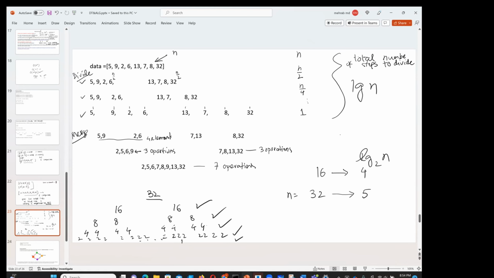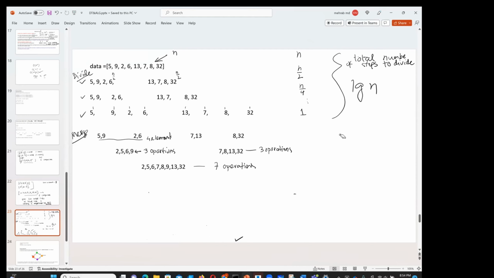Clear? Is it clear to everyone? Just the division part needs log n steps, because I'm not doing any other operation. I'm just dividing the list, right? So log n operations, okay? Now from 1 back to n, how many steps are here? Again, log n steps, right? To get back from 1 to a list size of n, log n steps.